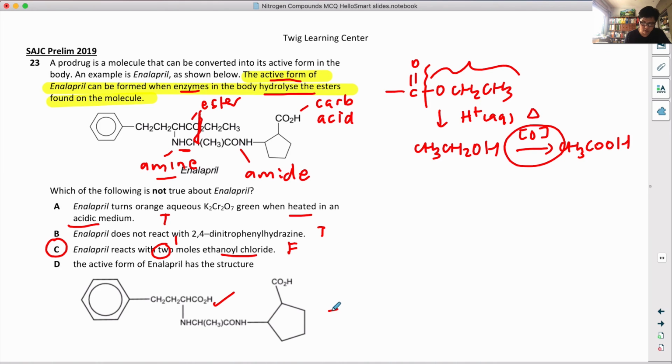So this is actually true. The active form is because this carbon is actually chiral, and probably in fact there's more chiral carbon also. But this is the one they're looking at, I guess. Anyway, so C. Let's look at the next one.